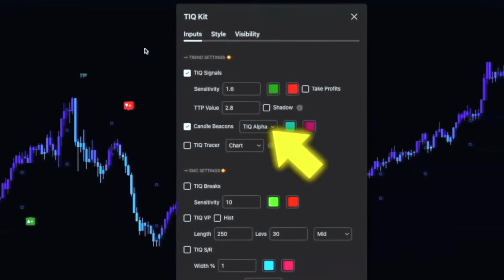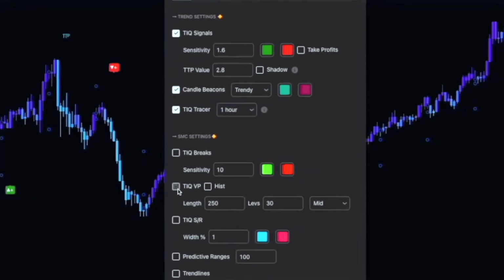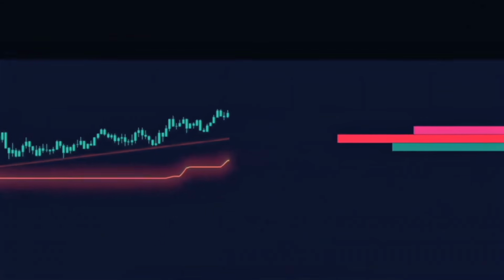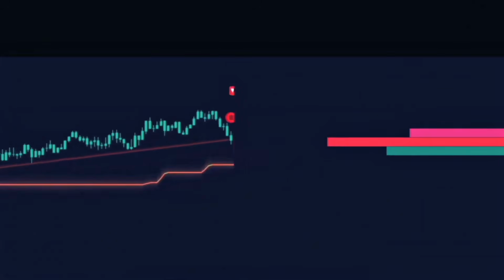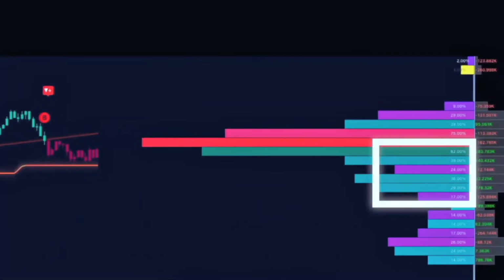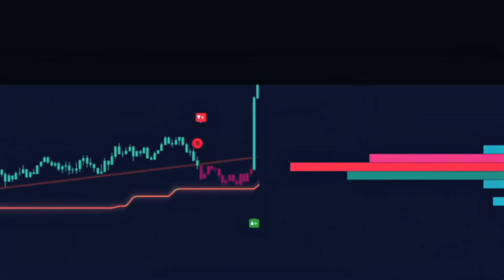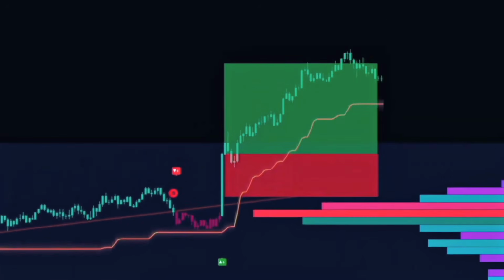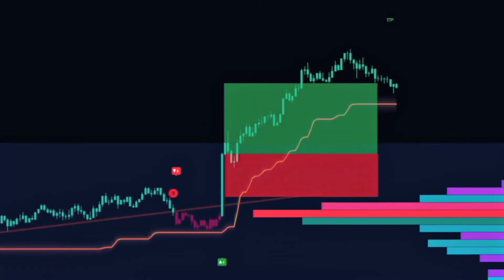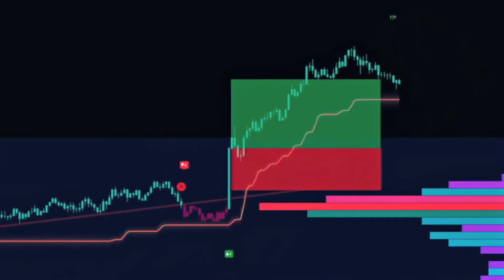To trade it, open settings on a 1-hour chart, enable trendy candle beacons, TIQ tracer, volume profile, and trend lines. For a buy, ensure price is above the orange glowing TIQ tracer, then wait for a pullback to a high volume node for support. A cluster of buy orders below price screams trend continuation. Enter on a buy signal, ride the trend, and hold until an exit signal or TTP appears. Play it safe by taking partial profits and moving your stop to break even.